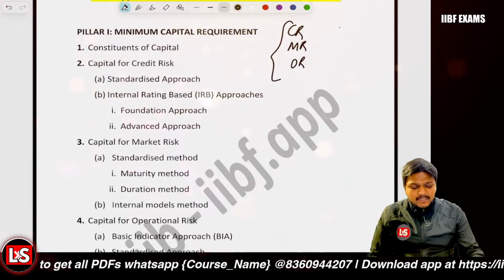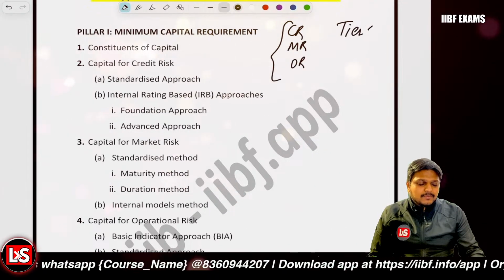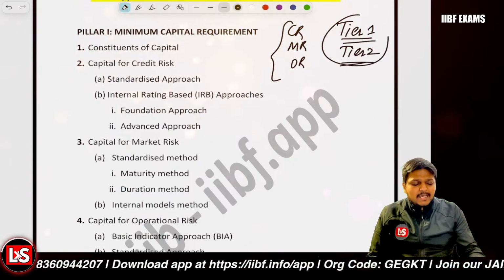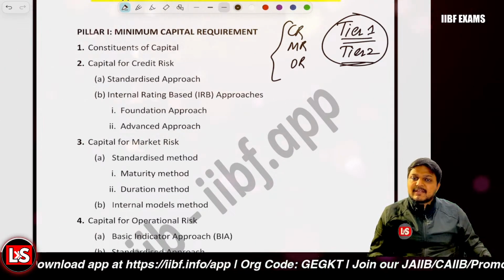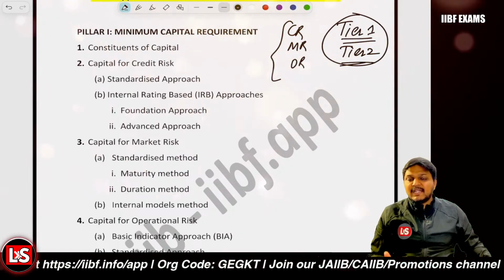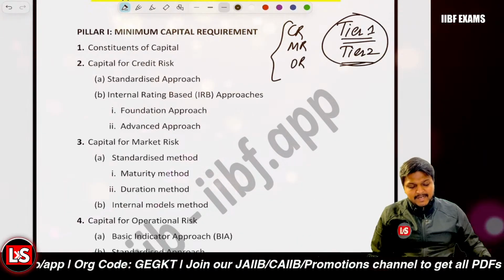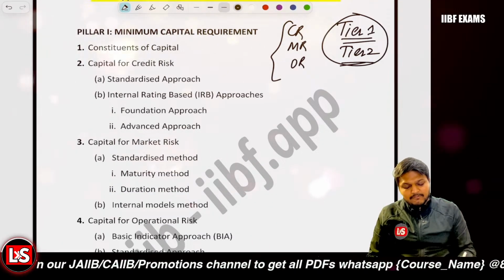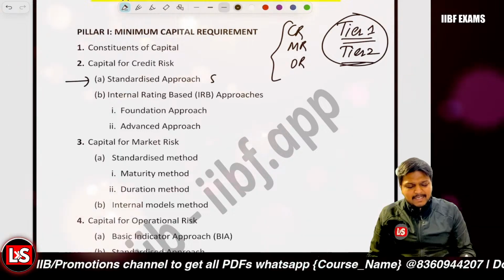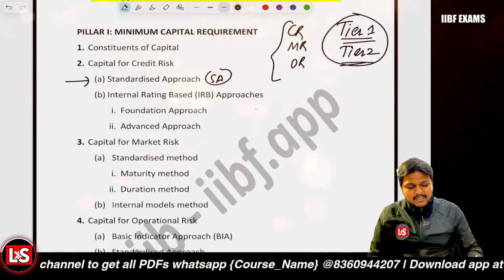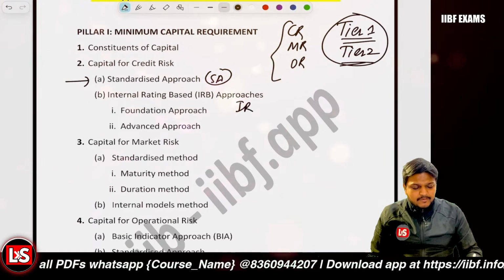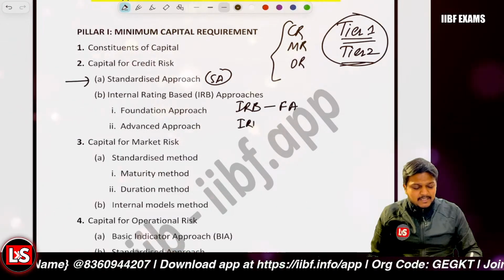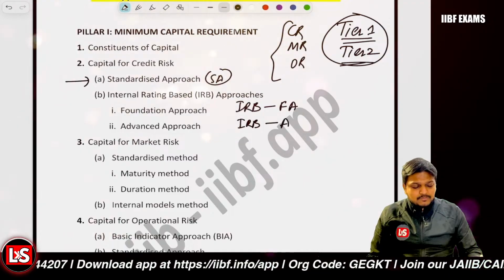And the capital is to be maintained in the form of tier one capital and tier two capital. That we have already covered completely under module B. And tier 1 capital is further divided into two parts, CET1 and AT1, right? And when we are to maintain the capital for the credit risk, we have three approaches. One is the standardized approach, we say SA. And the other two are the IRB approaches: one, the internal rating based foundation approach, and the other, the internal rating based advanced approach.